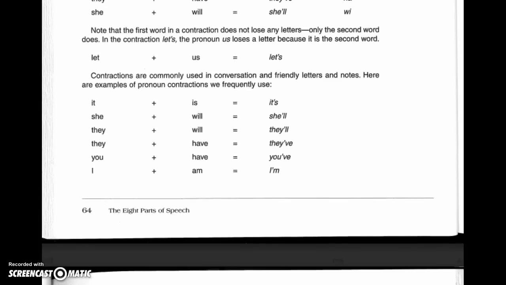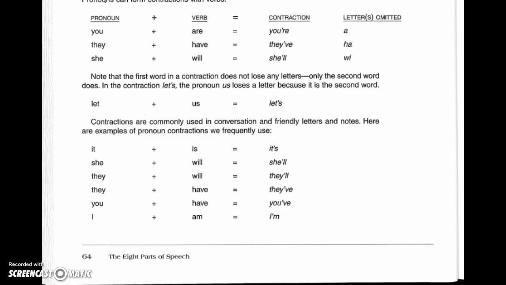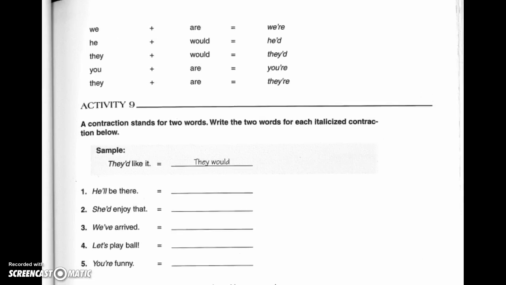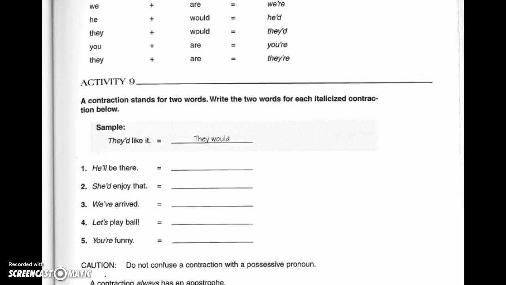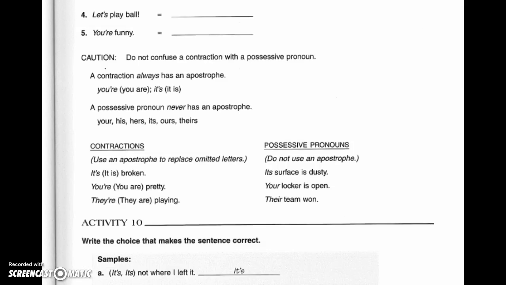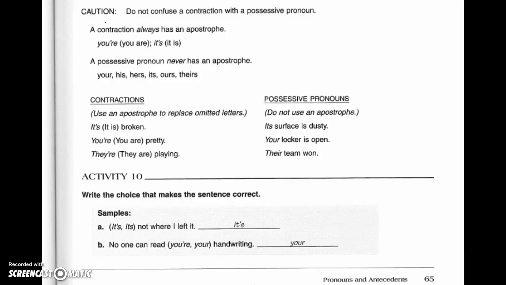This is hopefully a review for a lot of you. It's just showing contractions. I have a lot of kids getting your and it's incorrect. So let's make sure we understand why they have to have contractions. Apostrophes in contractions as we complete numbers 1 through 5 in activity 9. Pay particular attention to number 5. And in the screen here, remember, it's with an apostrophe is a contraction. Without an apostrophe, it is showing possession.